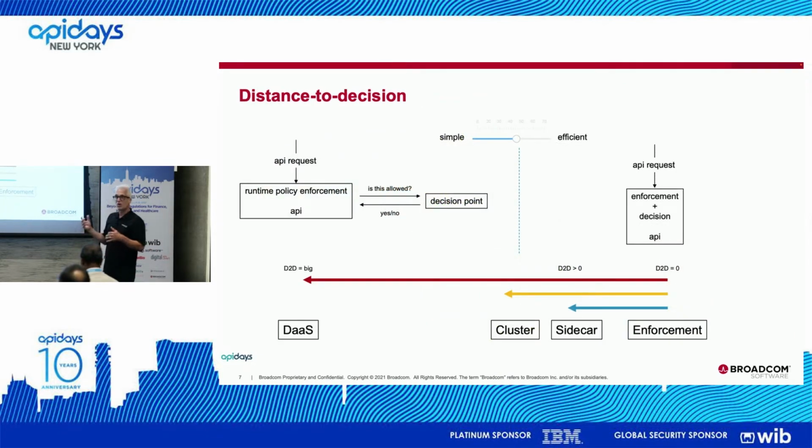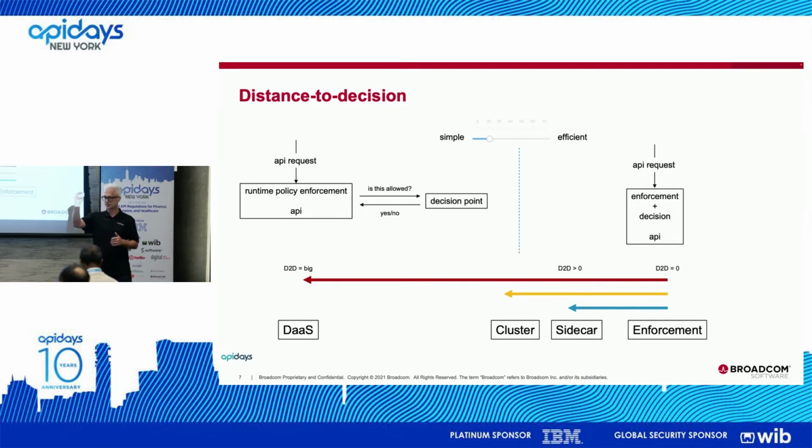But it's not all or nothing, right? This is not binary. At one end of the spectrum, let's start on the right side, I like to think of it in terms of distance to decision, the D2D. So if you're doing everything on the runtime, your distance to decision is 0, right? Which is super efficient, super fast. Maybe you're delegating that decision-making to a sidecar, or maybe a component inside your Kubernetes cluster.